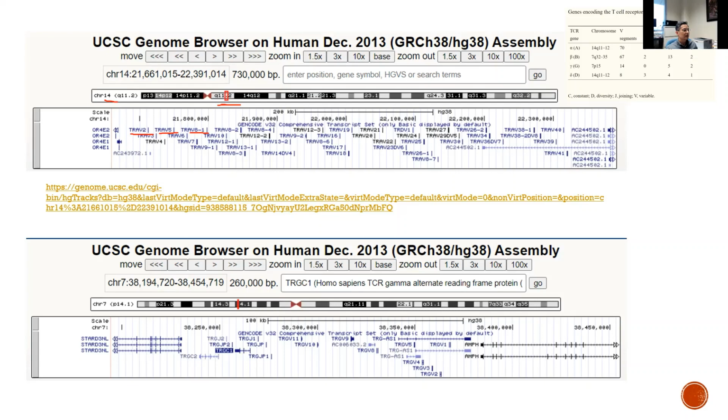And here on chromosome number 7, at this position, you have clusters of T receptor gene gamma chain, and there are J regions and V variable regions. So that's the basic gene structure of those receptor genes.